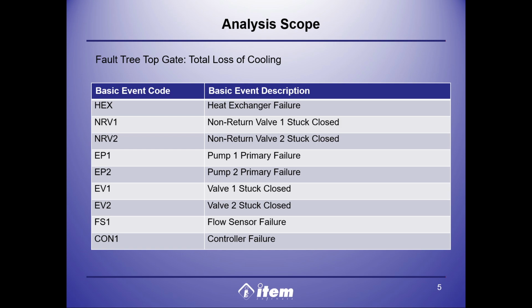Now let's define the explicit scope and core execution target for this standalone exercise. Your objective is to evaluate this system using deductive modeling. The fault tree top gate must be explicitly named total loss of cooling. The tables on the following two slides consolidate the exact basic event codes you need to map into your project workspace.